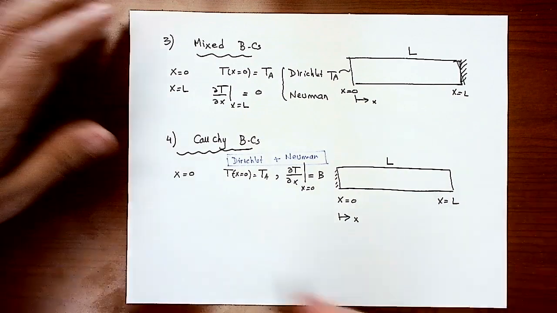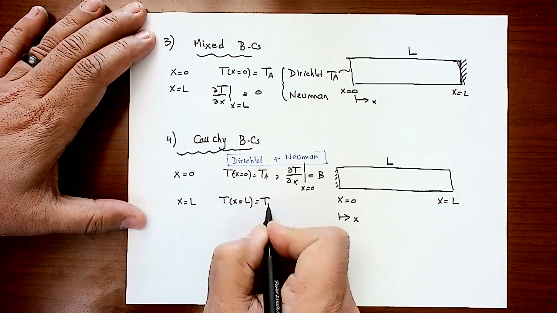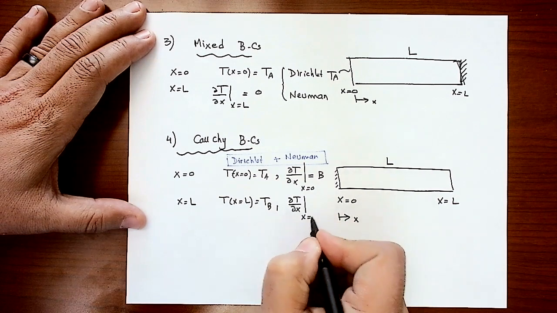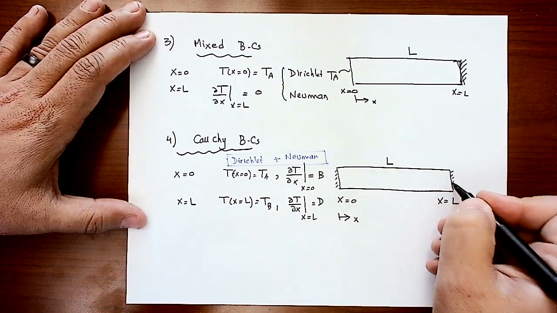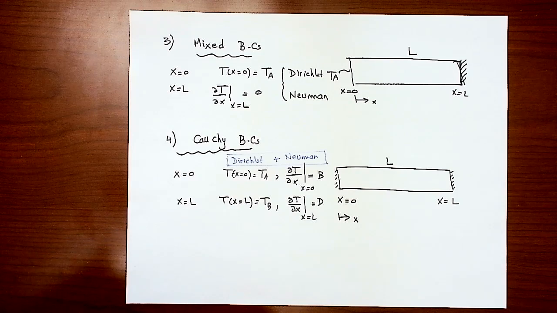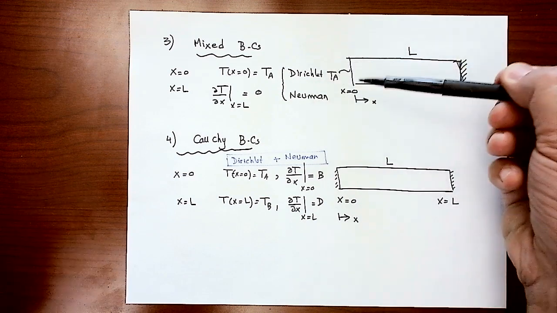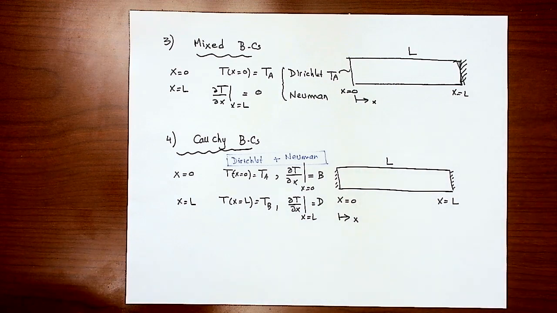Maybe at the other side at x equal L, I have a different temperature, let's say TB. And the derivative has a different value, D, or could be 0 if it's actually perfectly insulated. But this is a very famous case when the insulation is not really perfect. You get both Dirichlet and Neumann boundary conditions at each boundary of the body. And I hope you guys can distinguish between this case and this case. The Dirichlet and Neumann are separated for each boundary, but here they are mixed at each boundary. That's Cauchy boundary conditions.